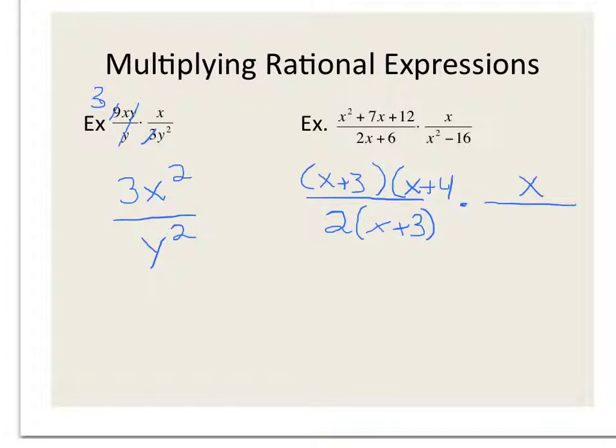Second fraction, the top's pretty simple. On the bottom, we have a difference of two squares. So x minus 4, x plus 4.